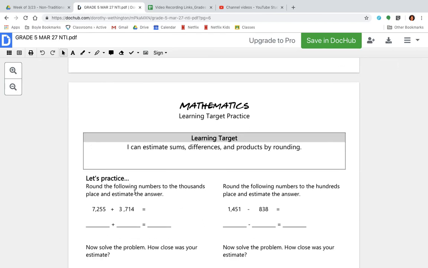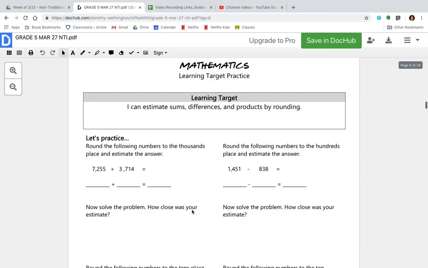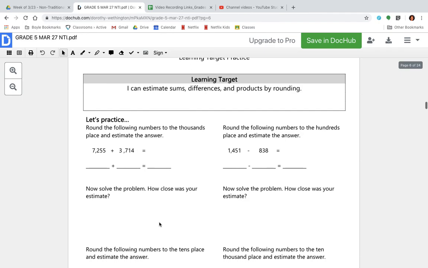Let's practice. Round the following numbers to the thousands place and estimate the answer. 7,255 plus 3,714 equals. Round the following numbers to the hundreds place and estimate the answer. 1,451 subtract 838 equals. Now solve the problem. How close was your estimate?